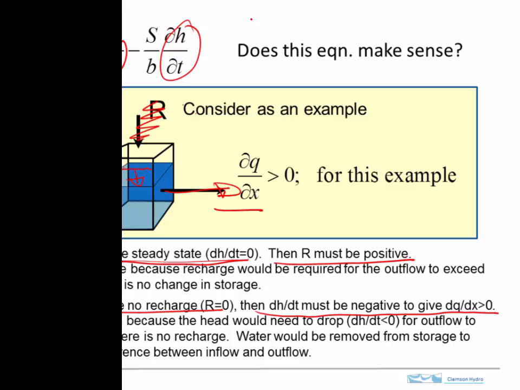So if dH dt is negative, the head is dropping, we're draining water out. With the negative sign there, this side becomes positive, and we get dq dx is positive. Okay, so I think that makes sense. If we're having more water flowing out than coming in, and there's no recharge, then we have to be draining water out of the control volume. So even though at first glance it is somewhat cryptic, it looks like it makes sense and is consistent with how we would view this on an intuitive basis.